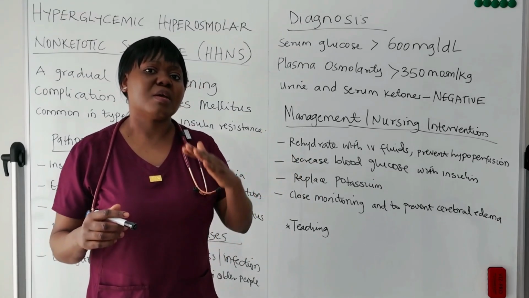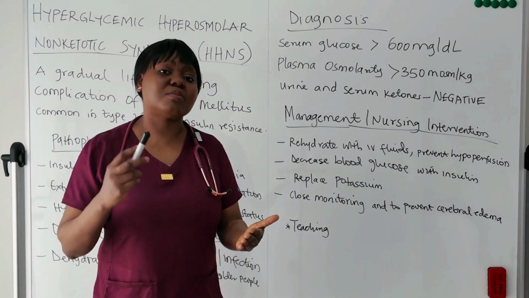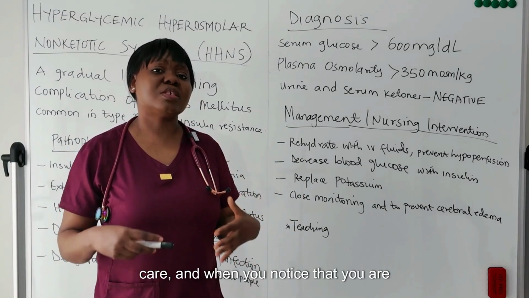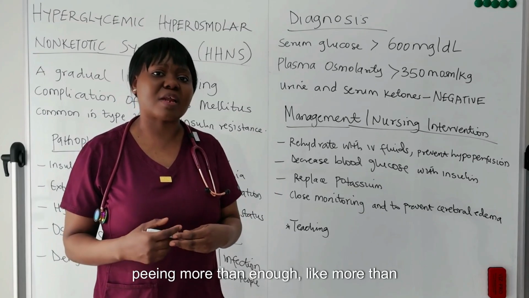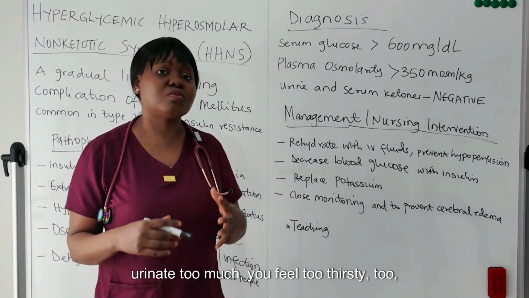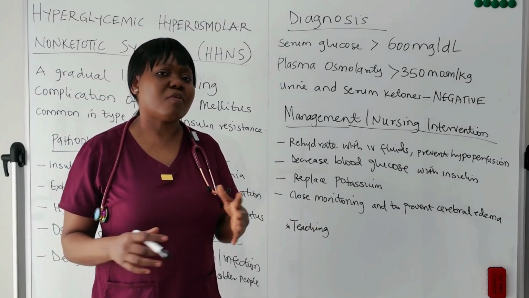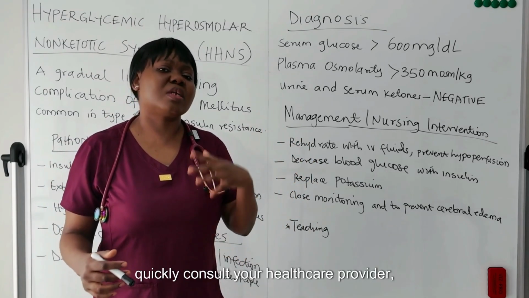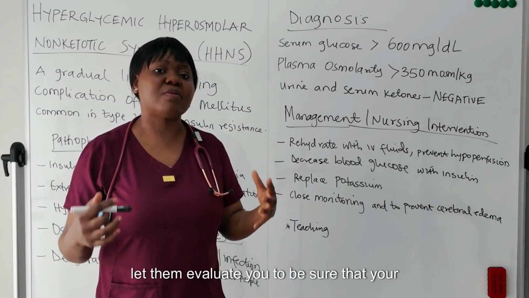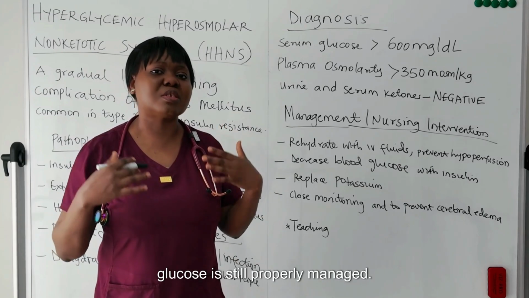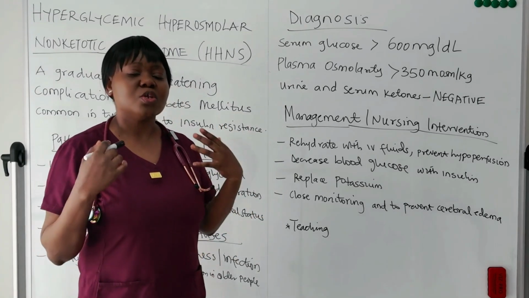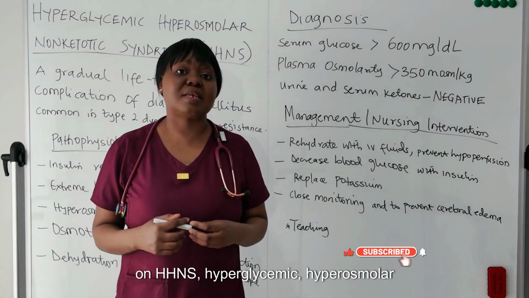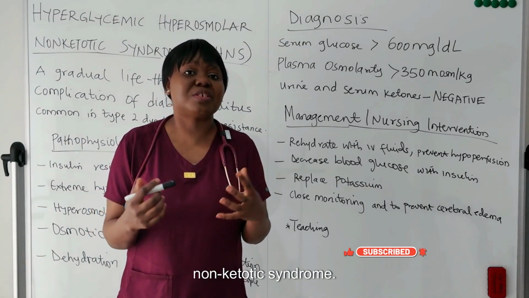So we teach them, because it develops gradually, to seek immediate care when you notice that you urinate too much, more than usual, or you feel too thirsty. In fact, when you see that your body is not the usual way it is, quickly consult your healthcare provider. Let them evaluate you to be sure that your glucose is still properly managed. So that wraps up today's topic on HHNS, hyperglycemic hyperosmolar nonketotic syndrome.